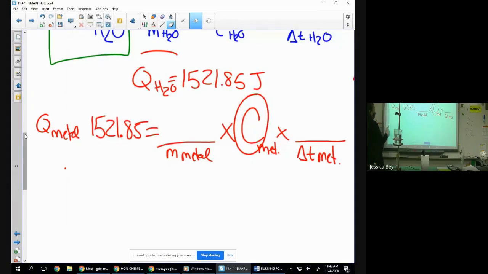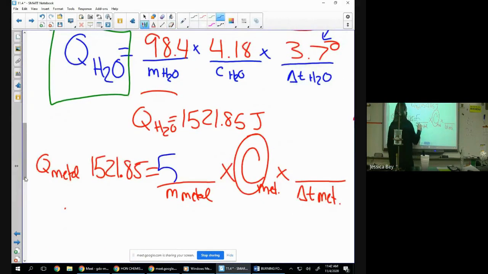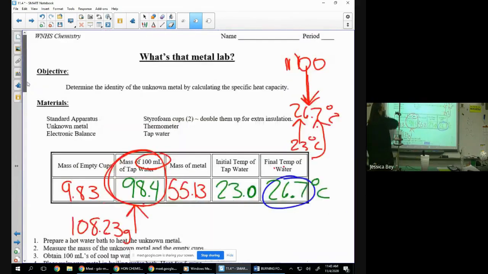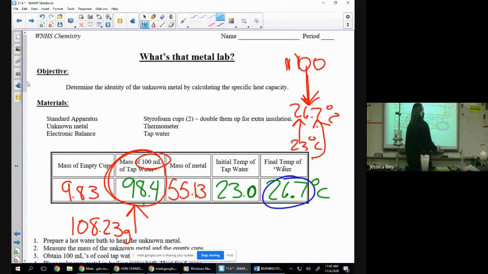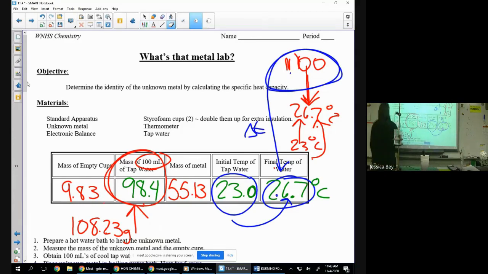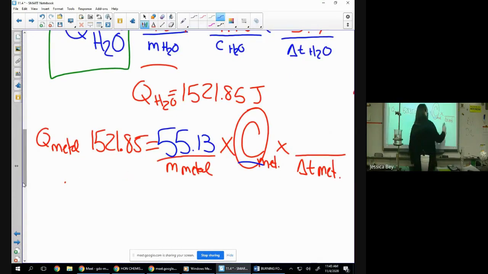The M of the metal, super easy to find out. That was just 55.13 grams. C is what we're looking for. And then the hardest part sometimes is people figure out the delta T of the metal, okay? My water went from 23 and it warmed up to 26.7, but my metal was at 100 and it came down to 26.7. So that delta T, I need to subtract 100 from 26.7 and you get 73.3, if I'm not mistaken on that.